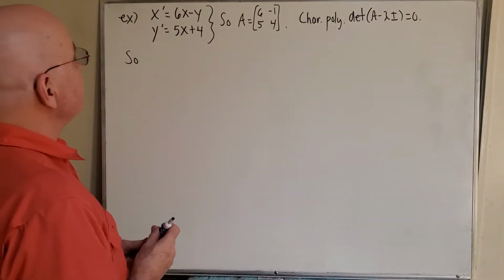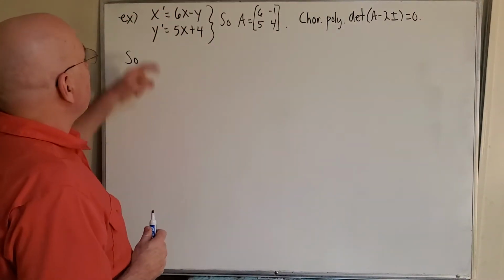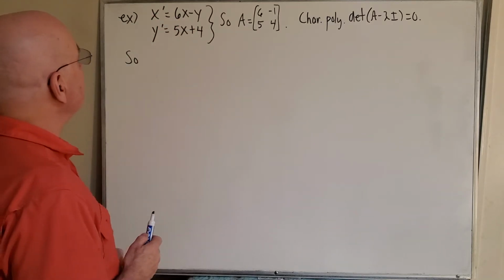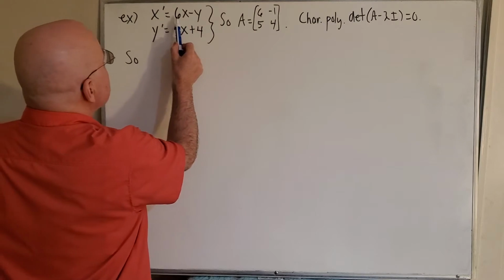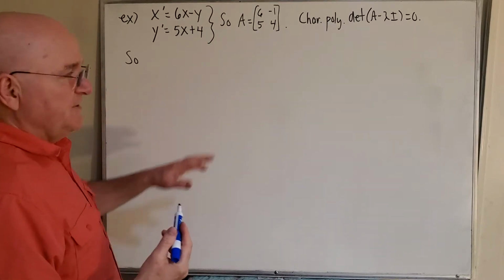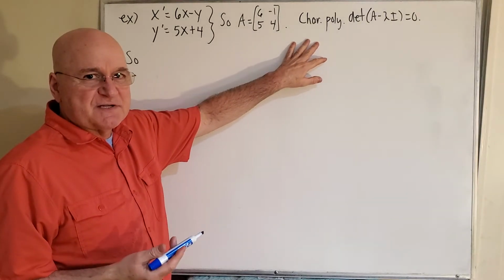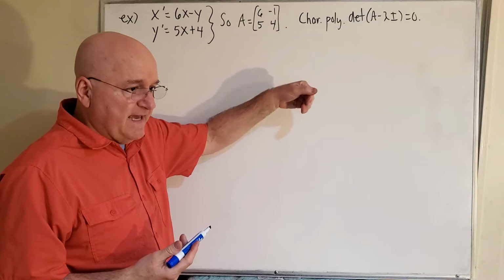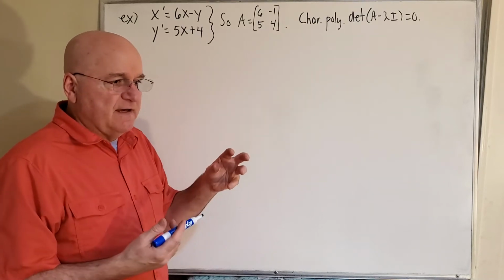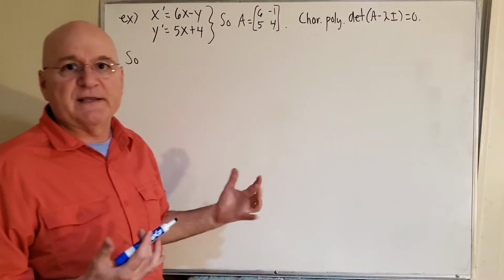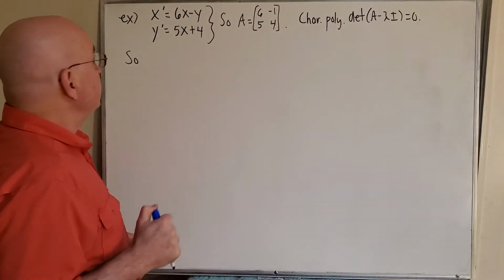Okay, well here is our system of two equations. X prime is a function of x and y, y prime is a function of x and y. As you can see, our coefficient matrix is 6, -1, 5, 4. And I'm reminding you again, the characteristic polynomial is the determinant of the coefficient matrix A minus lambda I. That would be the characteristic polynomial on the left side. When you set it equal to 0, it gives you the characteristic equation.